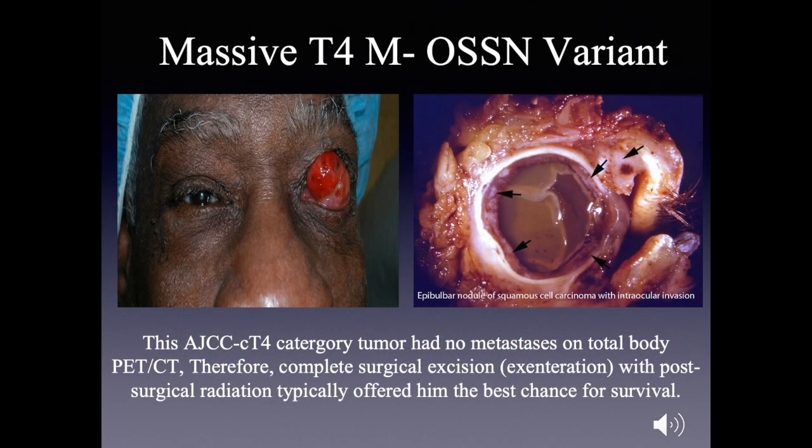Sometimes the tumor is just too large for excision, cryotherapy, and even radiation therapy. This 8th edition CT4 category stage ocular surface squamous malignant neoplasm was found to be localized to the orbit. That is, there was no evidence of metastatic disease either in the cervical chains or on systemic evaluation by PET-CT. Therefore, he underwent a primary exenteration with post-op external beam radiation therapy.